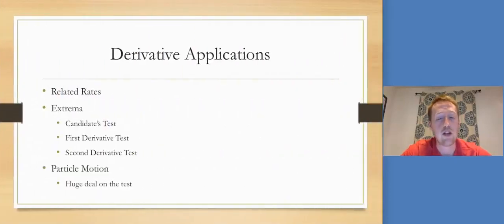Some derivative application ideas that come up all the time: related rates with implicit differentiation, when we differentiate with respect to time, that always comes up. Extrema, so doing our candidates test, our first derivative test and second derivative test. I don't see the second derivative test come up that often, but first derivative test and candidates test definitely are there. And then particle motion is a huge deal on the test because it relates derivatives and integrals both.